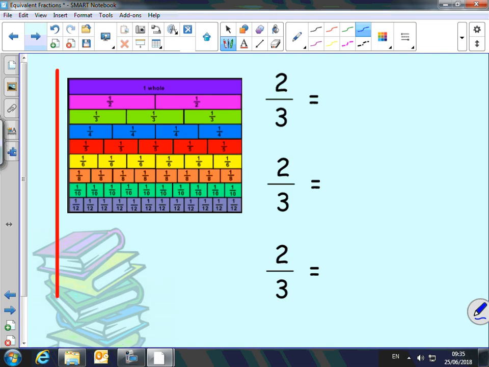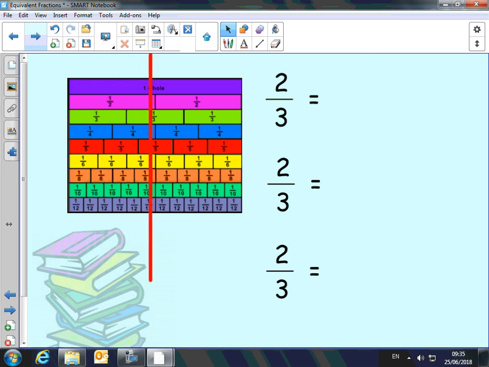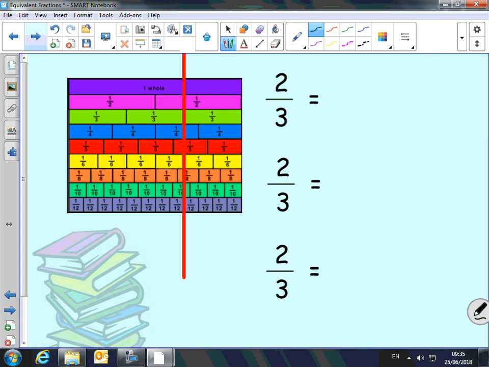Our next question is creating equivalent fractions to 2/3. Again, I'm going to move my red line over to 2/3. If you look down that line, we can see that 2/3 is the same as 4/6. Further down the line, to the last line at the bottom for 12ths, 2/3 is also equivalent to 8/12.